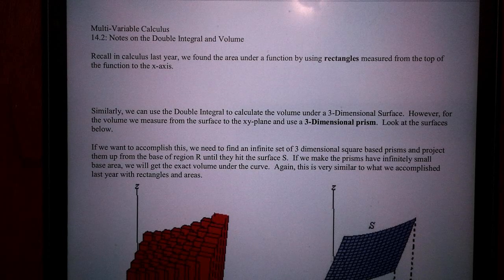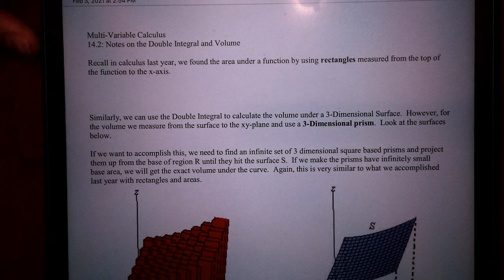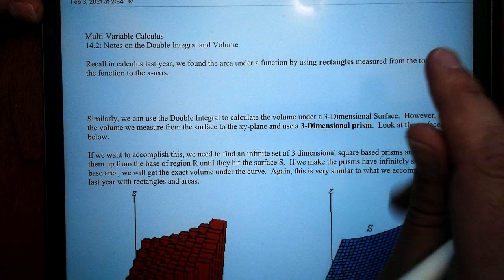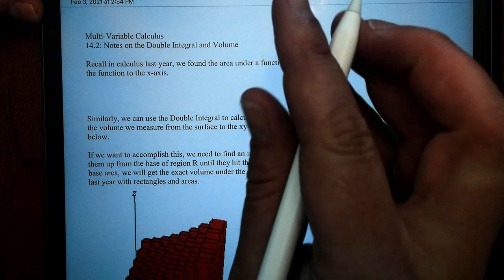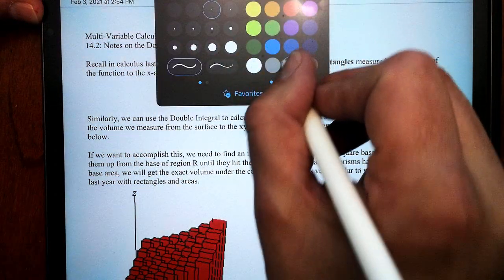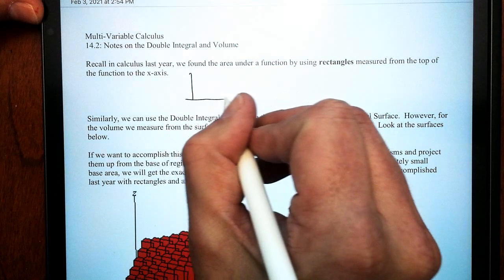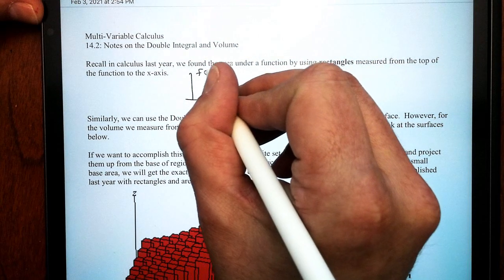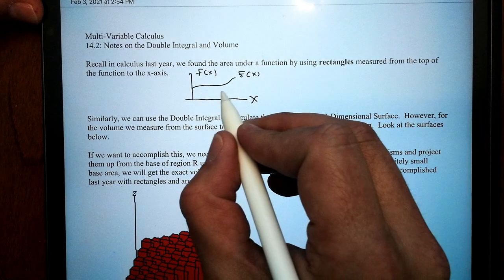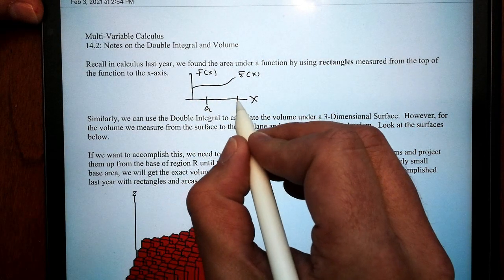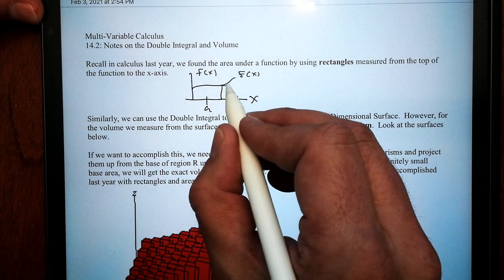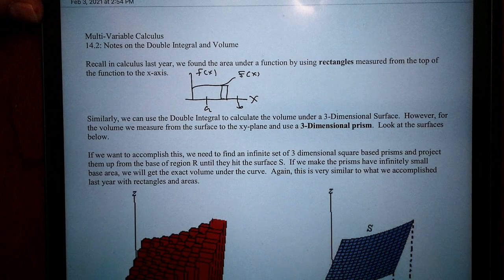Hello, welcome back. You may recall last year in calculus we found the area under a function using rectangles measured from the top of the function to the x-axis. So in other words, if we have a function, here's the x-axis and there's my function. If we have a function, let's say f of x, and we want to find the area between a and b, we were able to calculate the area or approximate the area using a Riemann sum.